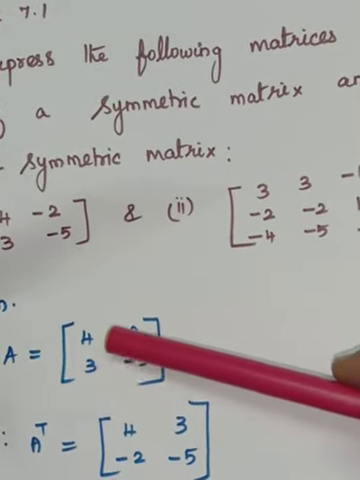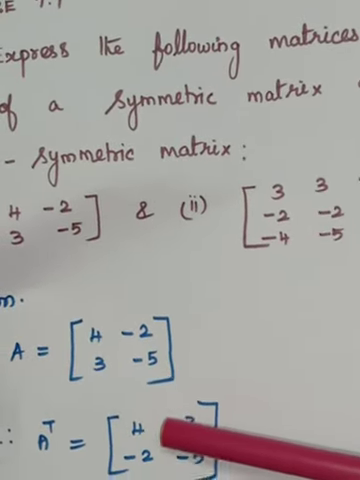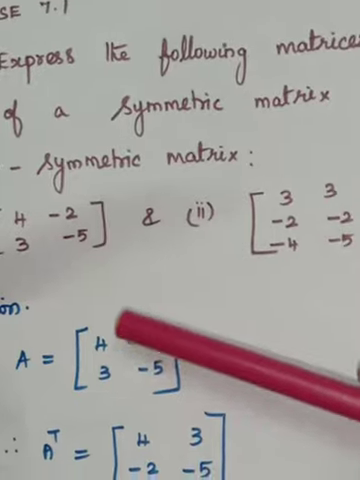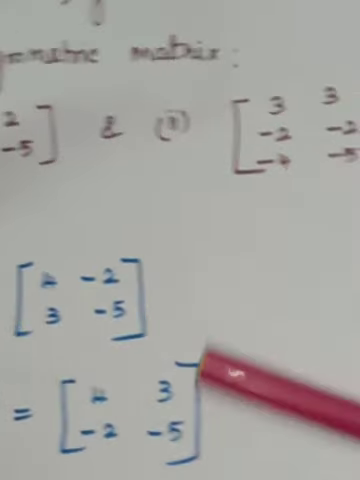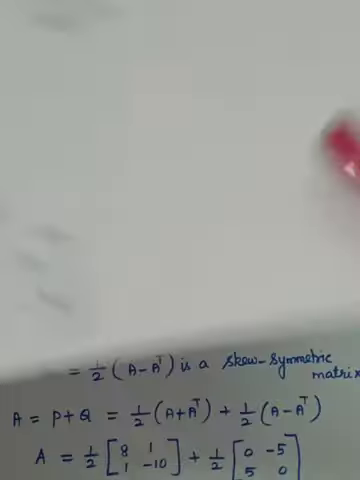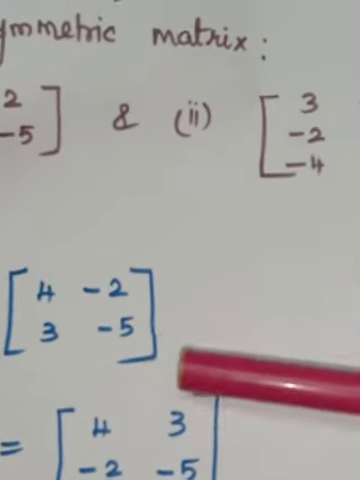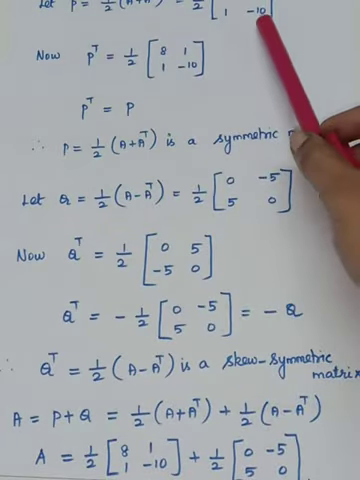So the corresponding entries should be added if they have the same order. So 4 plus 4 is 8. So 8 is written. And minus 2 plus 3, what is it? It is 1. And here 3 minus 2 is 1. And minus 5 is minus 10.